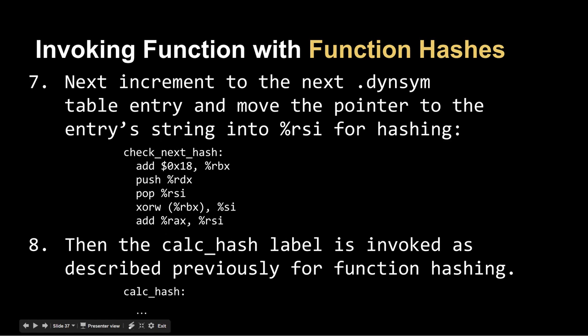Step 7. You want to increment to the next table entry and move the pointer to the entry's string into RSI. This is so that we can begin hashing each entry's string and then checking it against this hash that we're looking for. So, iterating over the table to get to the next string entry is a matter of iterating by hex value 18.